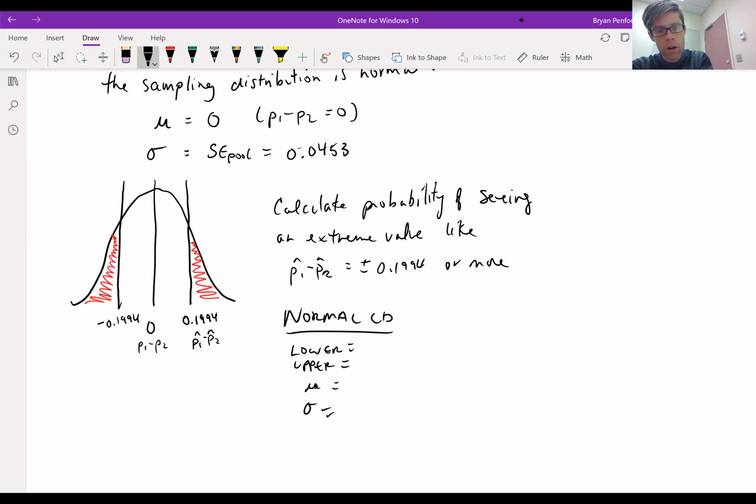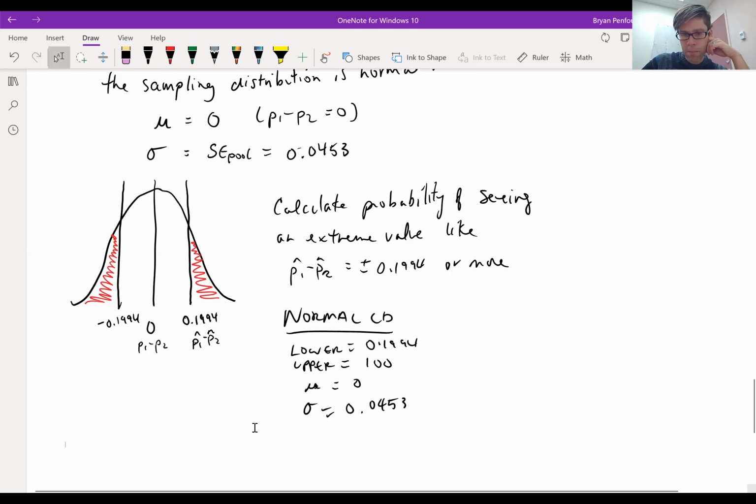So let's take the lower bound to be 0.1994 based on our diagram. We can take the upper to be something really, really large, like 100. We know the measure of center for our distribution is 0, and the standard deviation of our distribution is 0.0453.